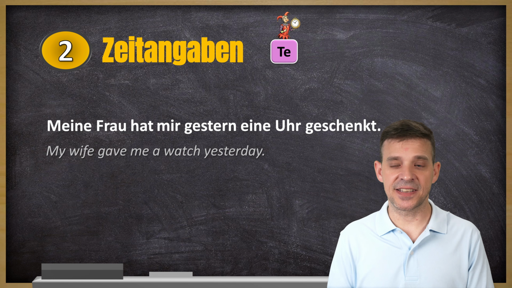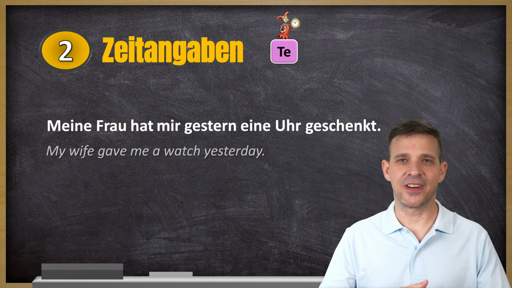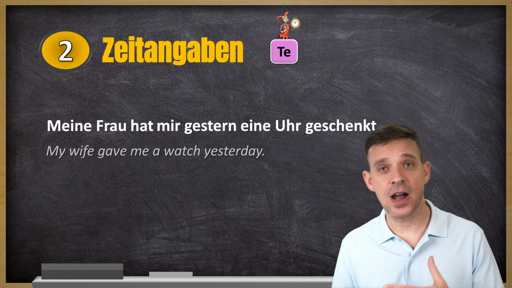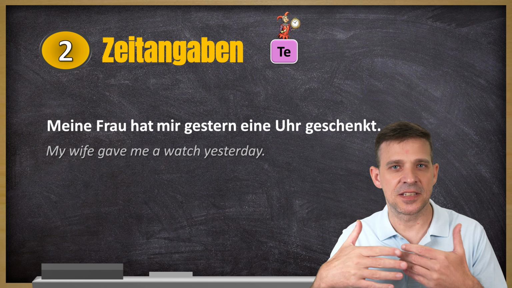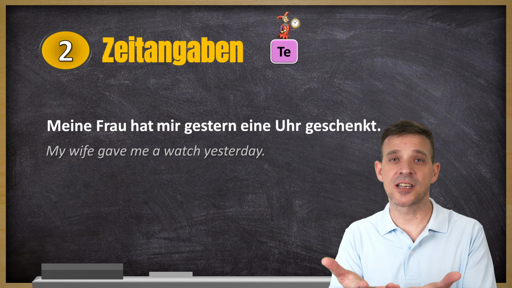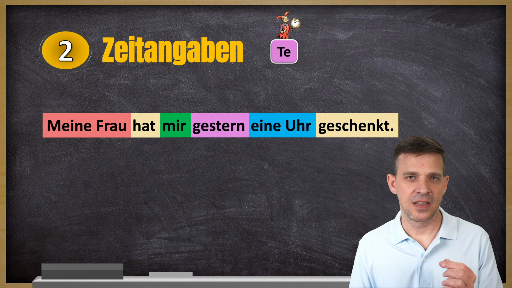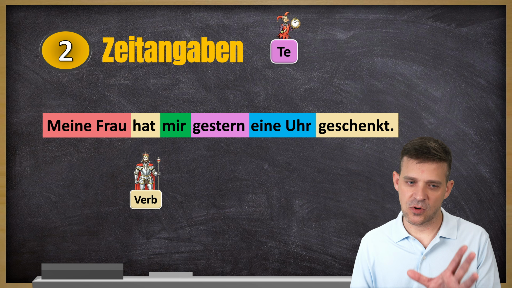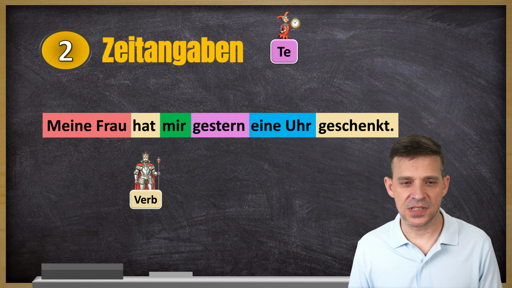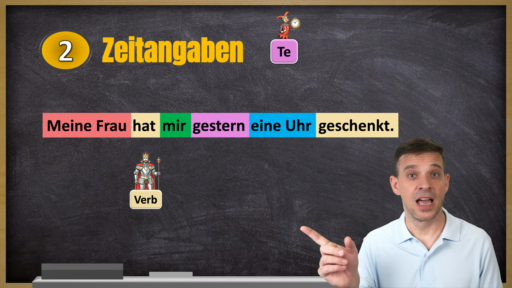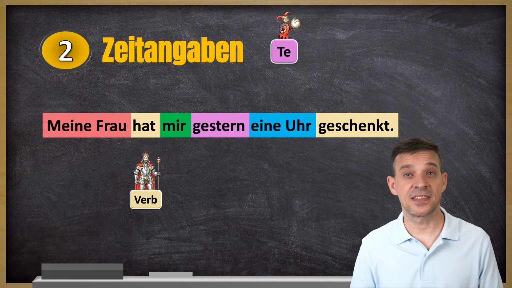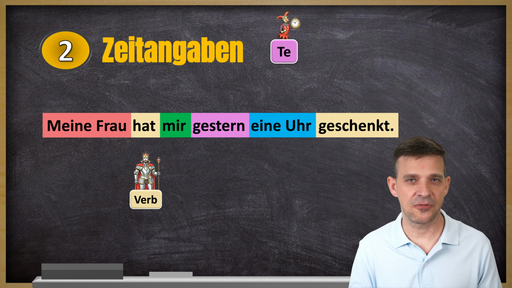Meine Frau hat mir gestern eine Uhr geschenkt. Schön. Meine Frau hat mir gestern eine Uhr geschenkt. My wife gave me a watch yesterday as a present. Schenken is to give somebody something as a present. Here we start with the subject, meine Frau. Hat, of course, the conjugated verb, second position, because the conjugated verb here is the auxiliary verb haben, because this sentence is in present perfect tense.